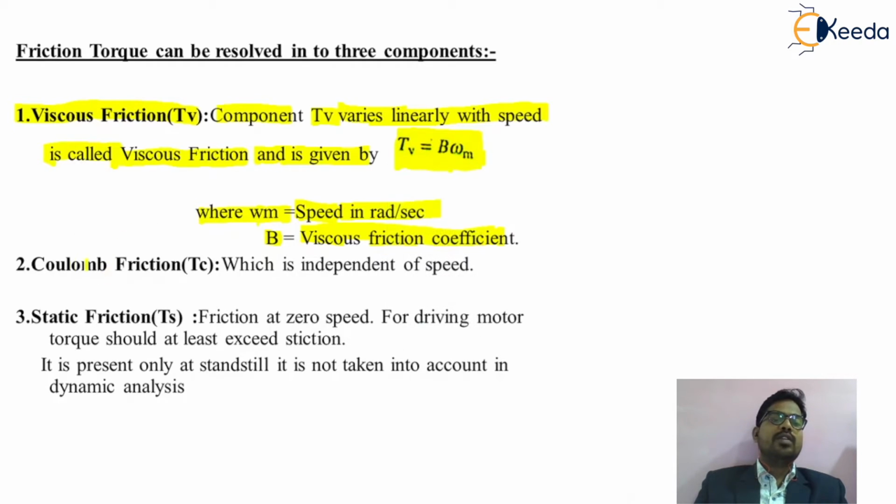Then the second component of your friction torque is called Coulomb friction. Basically, this Coulomb friction is independent of speed, that is, not dependent on any speed parameter. Such a kind of friction torque is called Coulomb friction.